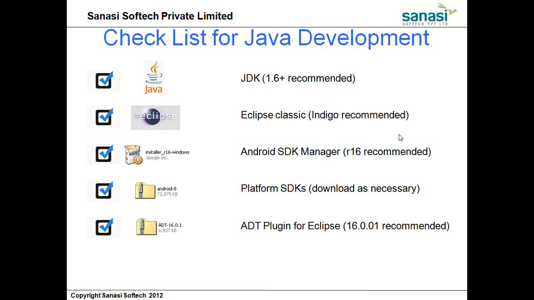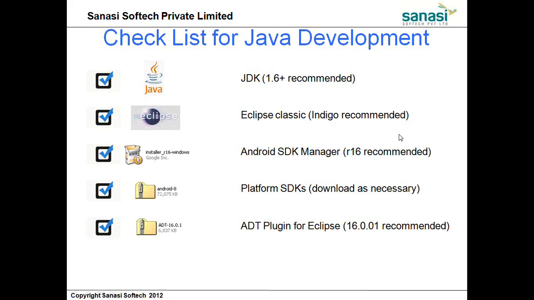So for example, Android 2.2 is Android 8 in terms of the API level, and Android 10 is, for example, 2.3. So it depends on how many versions you're trying to build the applications for. And finally, you'll have to get hold of what is called the ADT plugin for Eclipse. Once you install this plugin, Eclipse is customized to help you in Android application development. So that's the checklist if you want to build applications using Java.